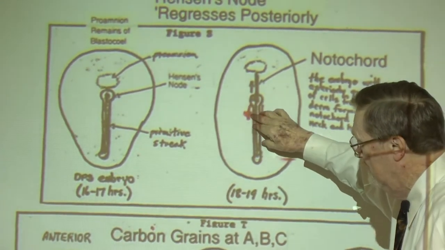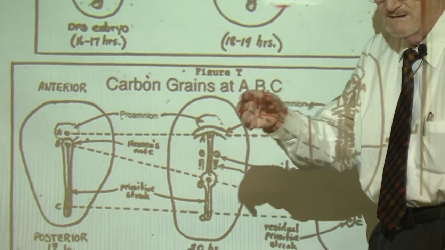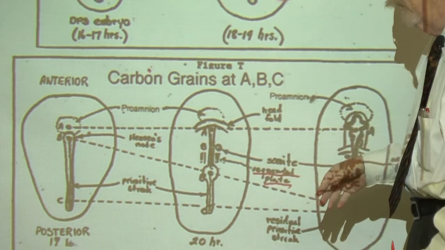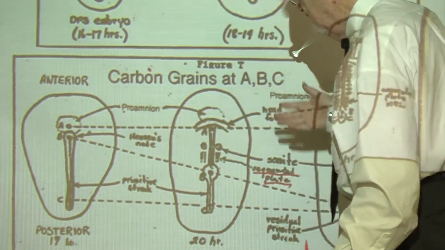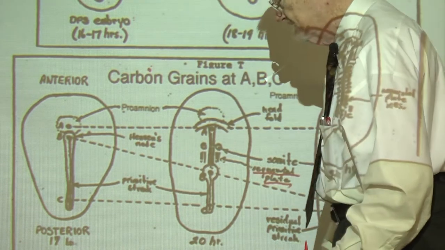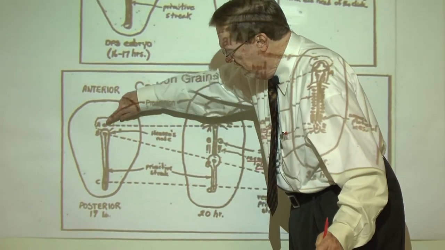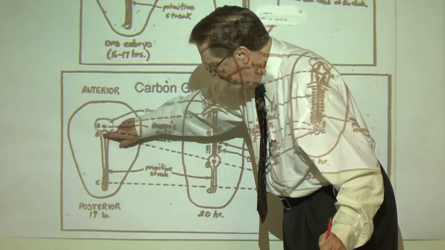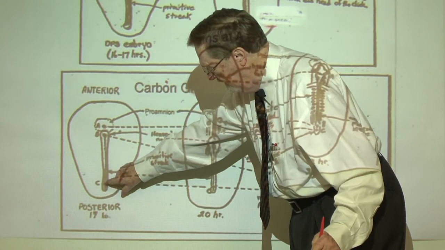Henson's node will continue to regress, and as it regresses, it's going to change mesoderm into various components, and it's going to cause a fold to come in the top of the ectoderm up on top of the embryo on the anterior of the dorsalmost area. So here is another experiment that was done with some carbon black. They took a 17-hour embryo, which is pretty primitive here. They put a dot of carbon right in the middle of the proamnion. They put another one on Henson's node and another one way back down here at the bottom of the primitive streak, the tail end down there.